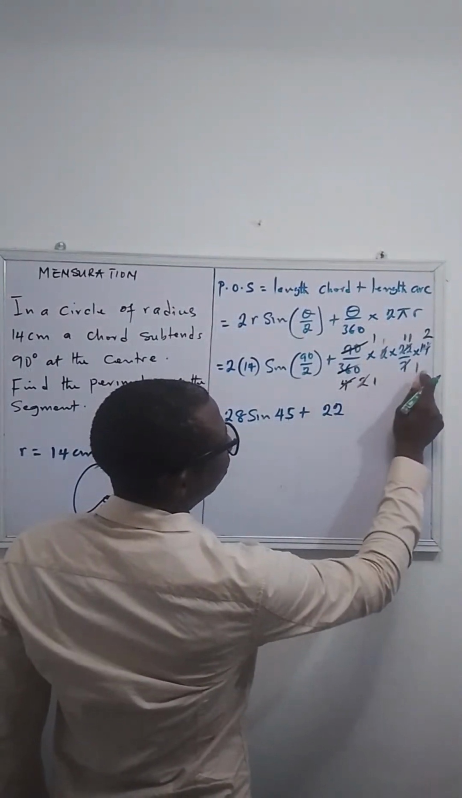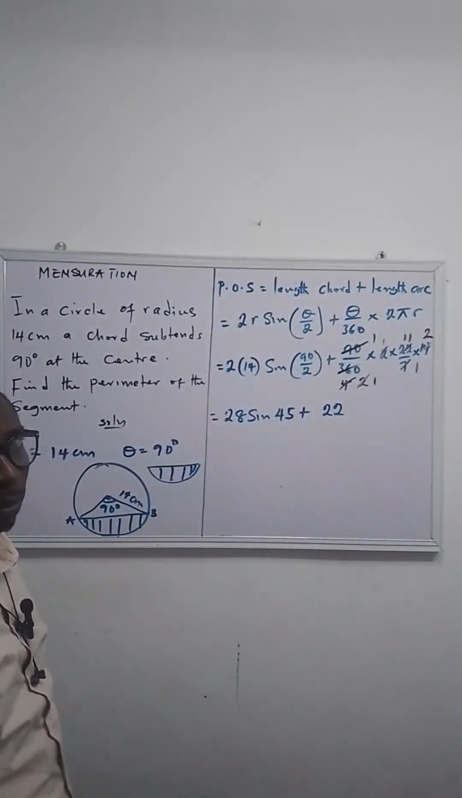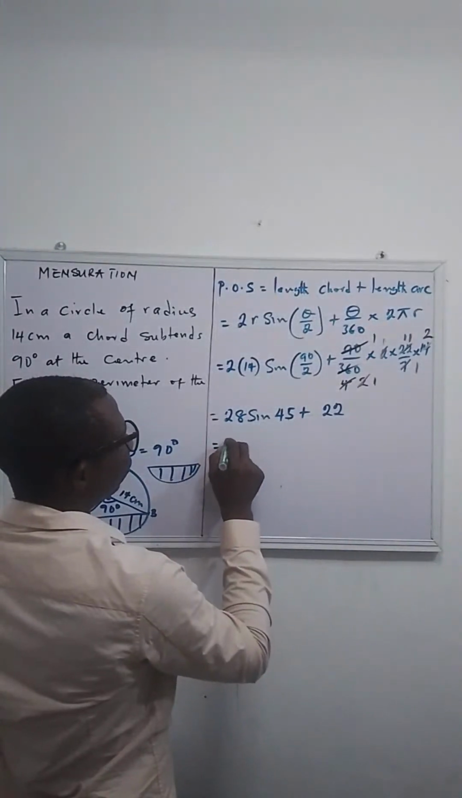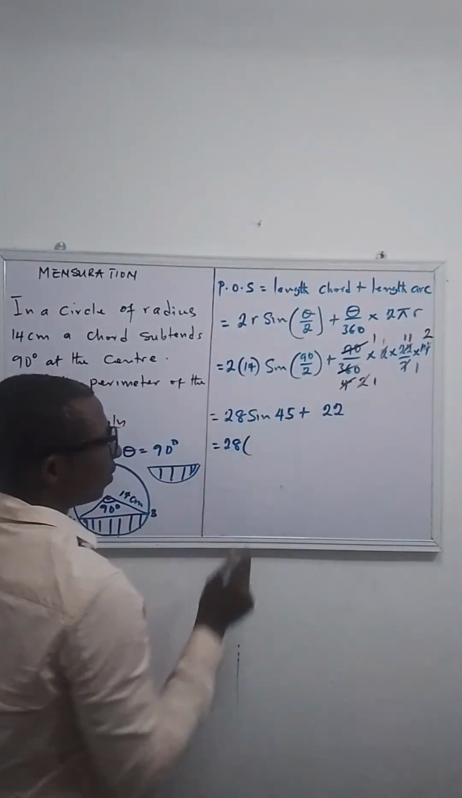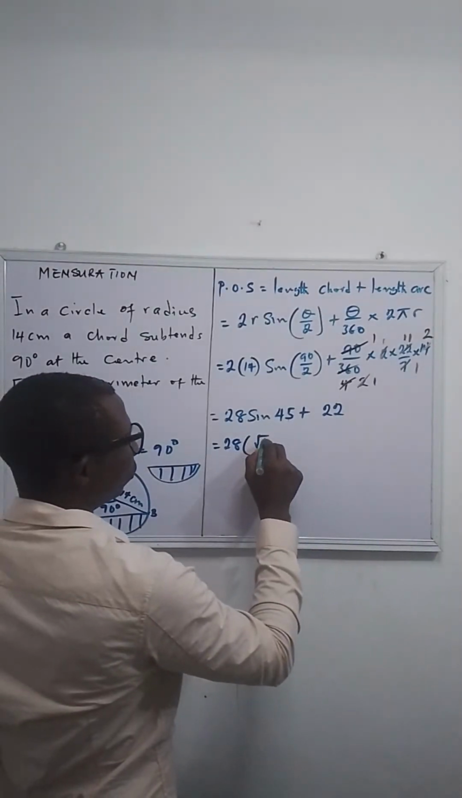Okay, what do we have in the denominator here? It's just 1. So that's 22 over 1. Okay, all right. So now let's see. We have 28 sine 45. Sine 45 is the same thing as square root of 2 over 2.